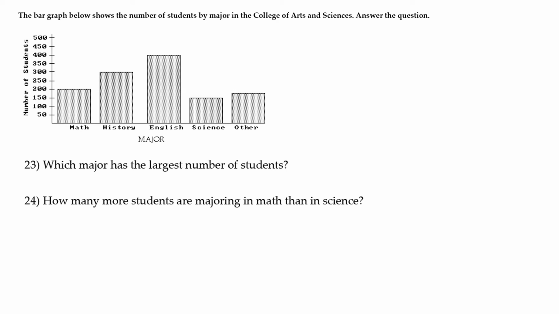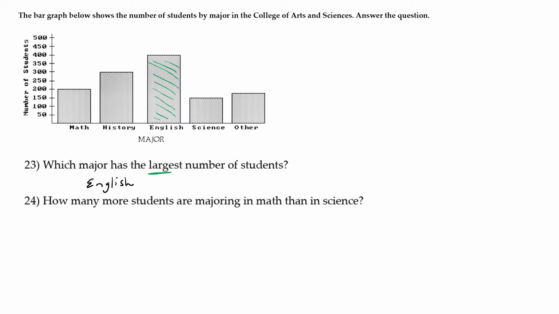All right, the bar graph shows the number of students by major in the College of Arts and Sciences. So number 23 here. Which major has the largest number of students? Well, remember on a bar graph, if we want the largest, that means we're looking for the tallest. And so in this case, it looks like English is the tallest. So English has the most number of students.